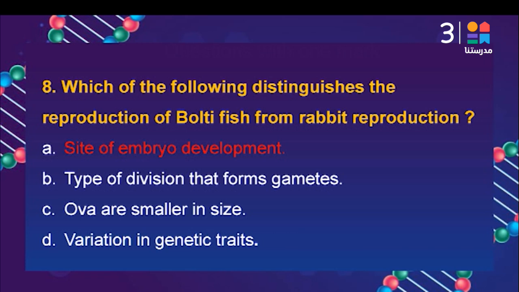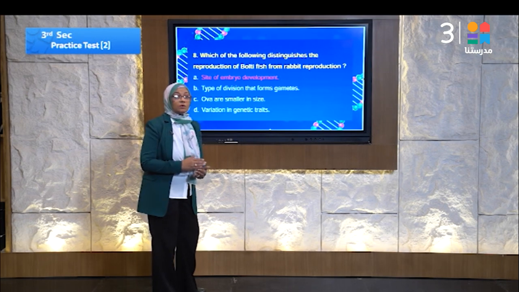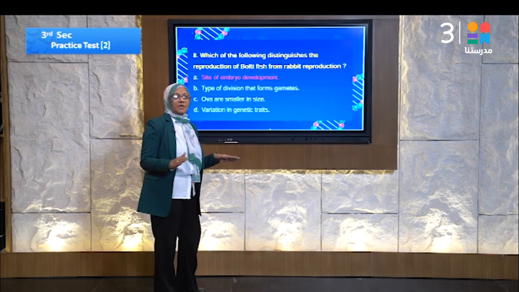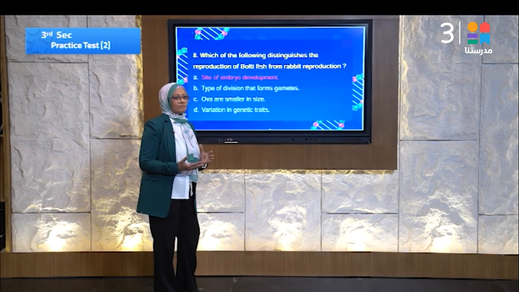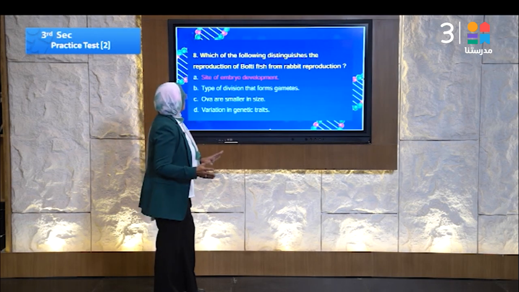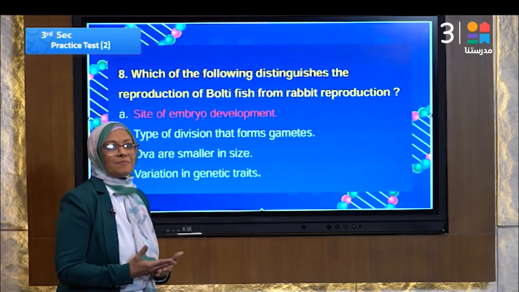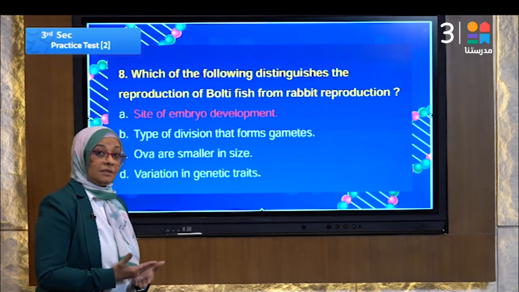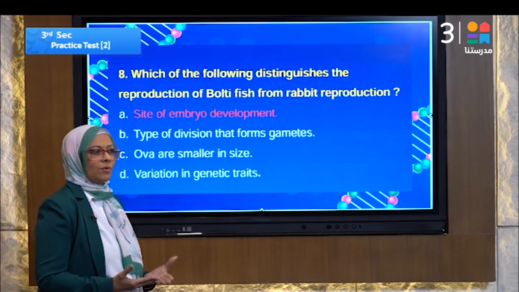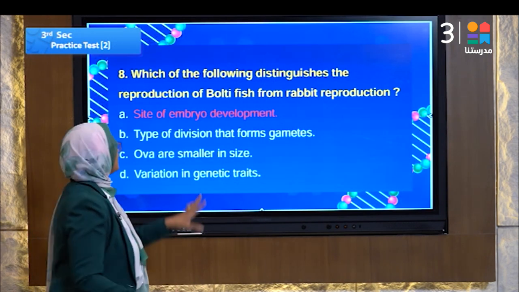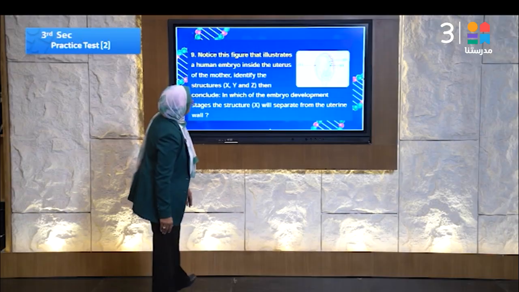Which of the following distinguishes the reproduction of poultry, fish and rabbit? Yes, site of embryo development. That means the fish cannot keep the offspring inside their body. But in rabbit reproduction, the rabbit can keep the babies inside her body in the uterus for many days, for many months. Thanks. Let's go to 9.